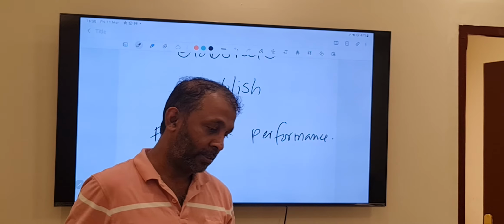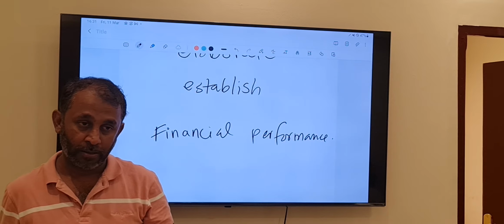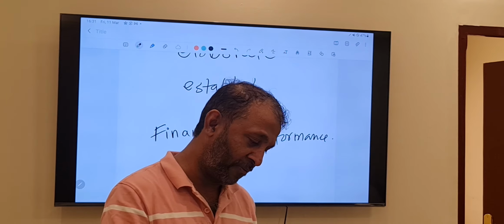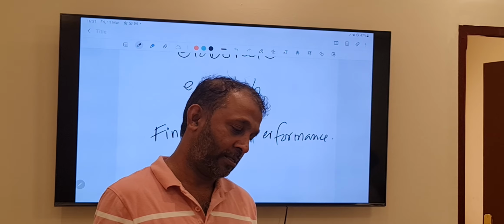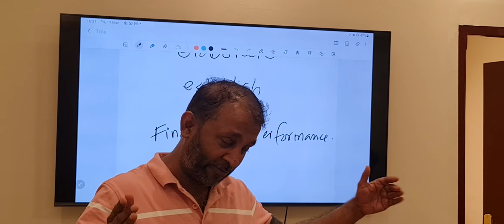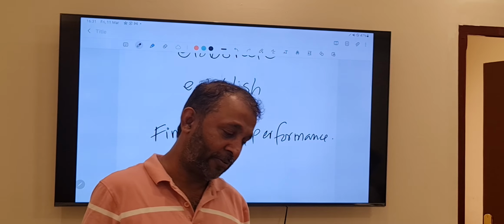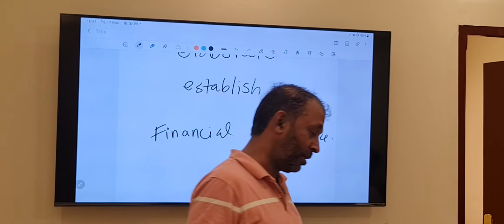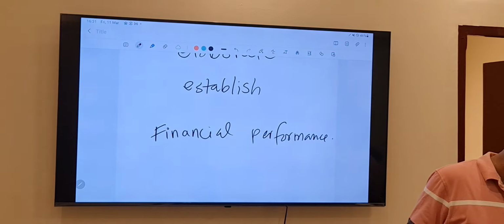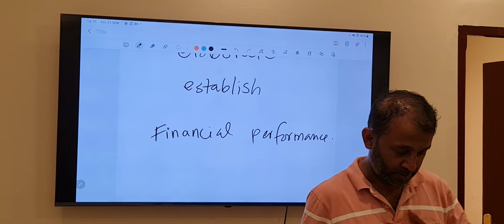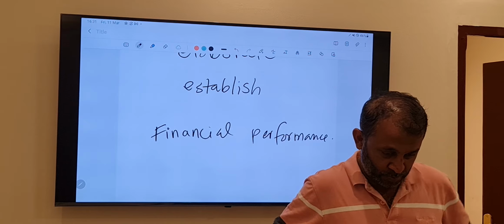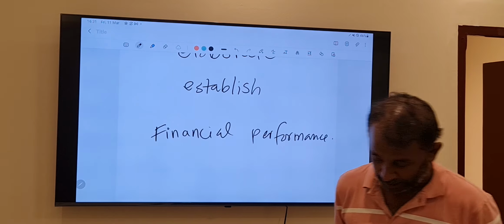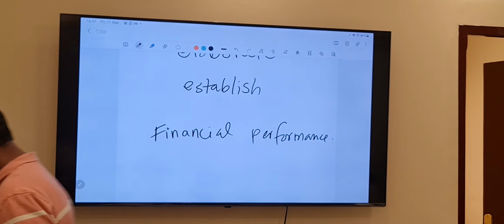This document is established for the financial performance of the business, but for a particular given period of time. It could be a day, a week, a month, a quarter, biannual or even annual. So that is number 2. Number 3.